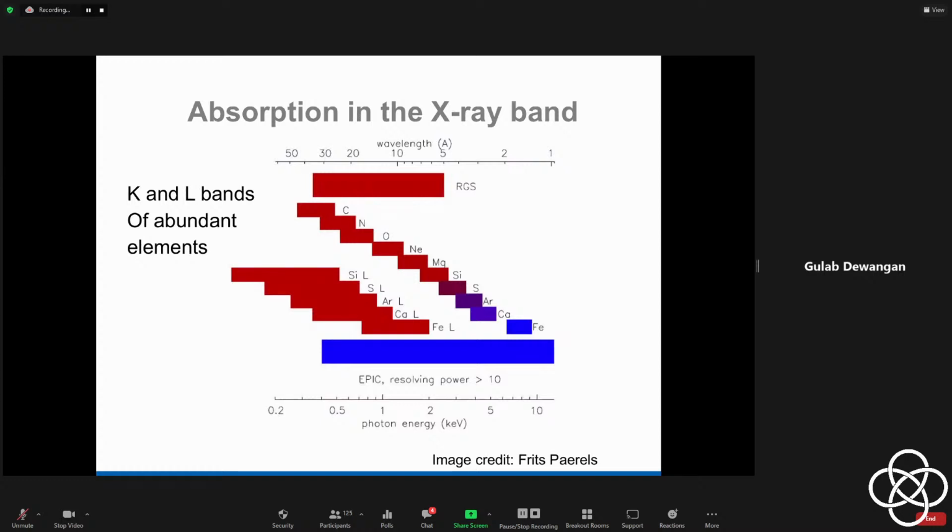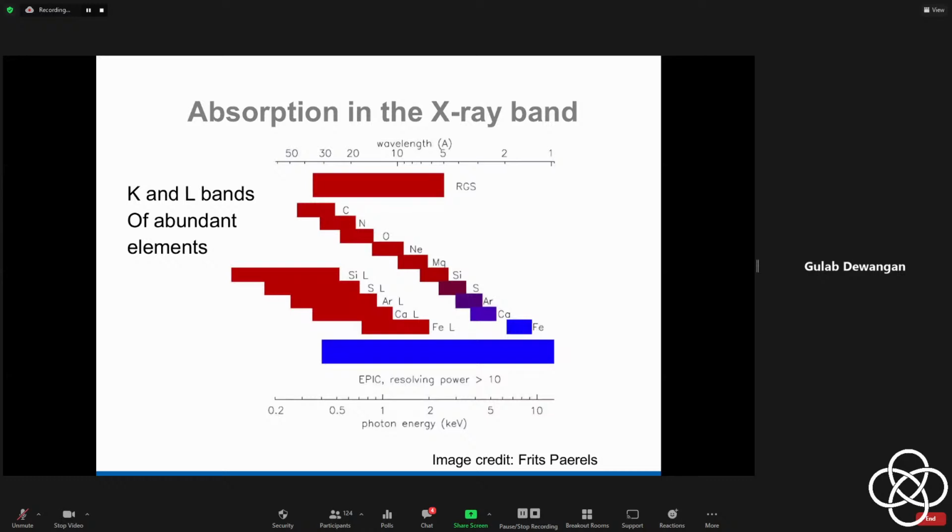So the iron atom, because of the N equals 2 to N equals 1 transition, produces the K alpha line at 6.4 keV for neutral iron. But if the iron is highly ionized, like hydrogen-like iron, that means only one electron is there as part of the atom. Then to remove that last electron, it takes about 9.1 keV. So from 6.4 keV to 9.1 keV, that is the iron K band.